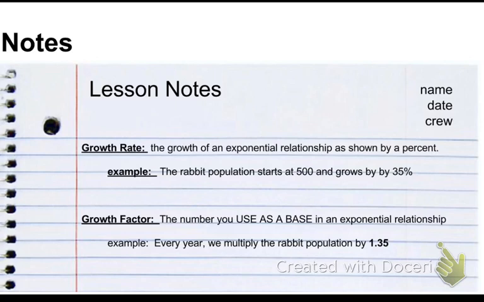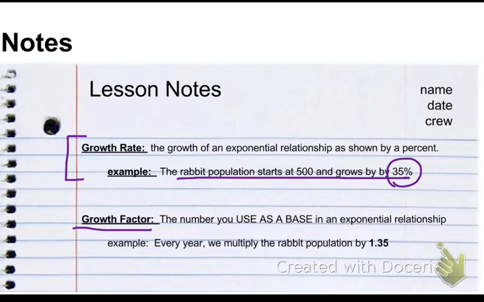All right. Now there's a couple of things you're going to want to get down. One is growth rate. Growth rate is the growth of an exponential relationship as shown by a percent. So if we say it grows by 25%, 25% is our growth rate. If I'm growing by 35%, it's a 35% growth rate. So the example here is the rabbit population starts at 500 and grows by 35%.